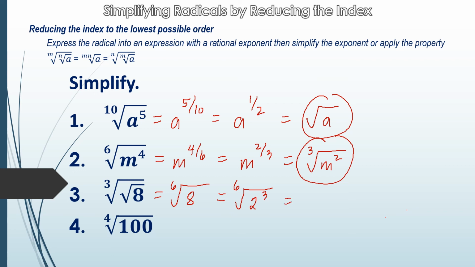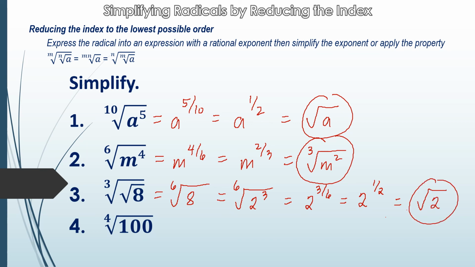After that, we'll write the given radical expression in exponential form. In exponential form, this is 2 raised to 3 over 6. If we simplify the exponent, that will be 1/2. So we have 2 raised to 1/2. After that, we write it in radical form. And in radical form, this is the square root of 2.